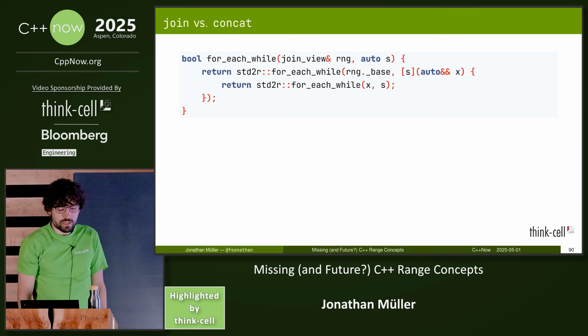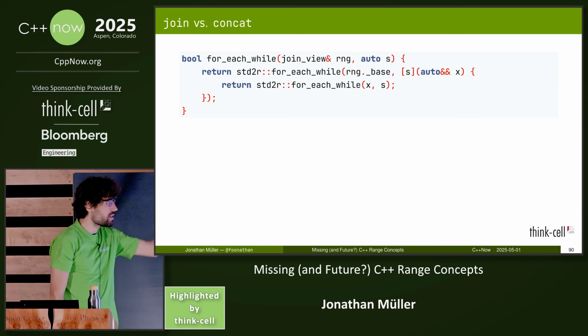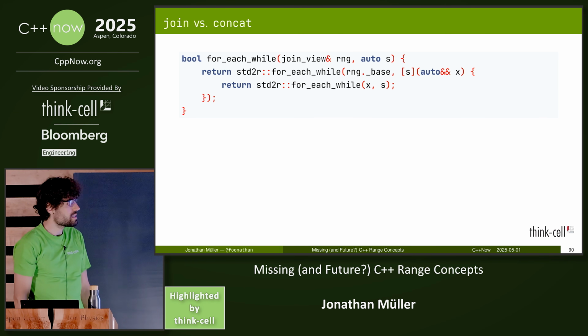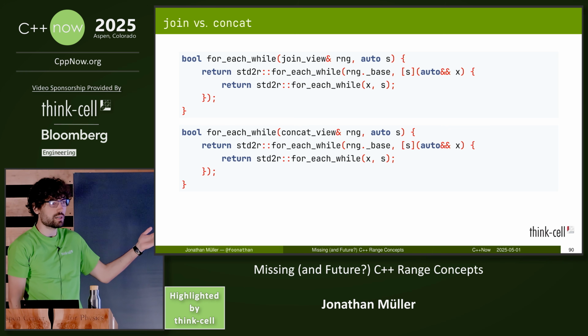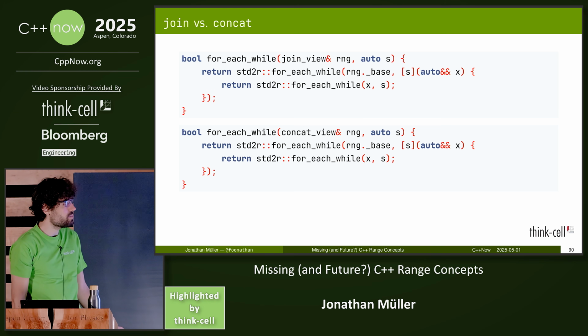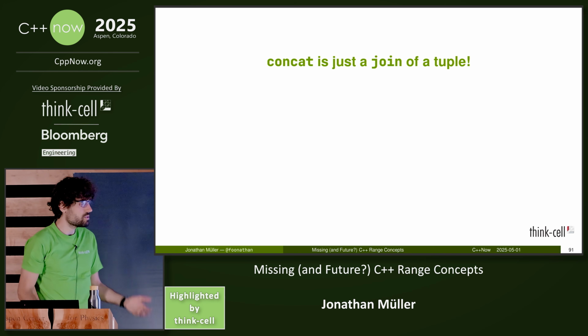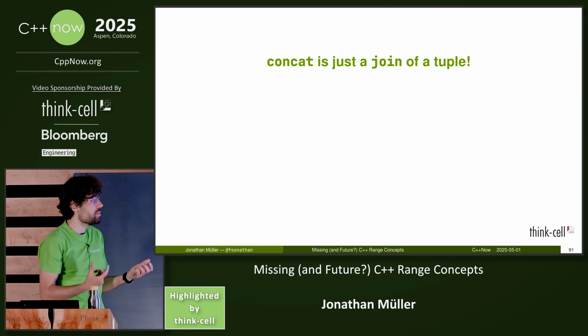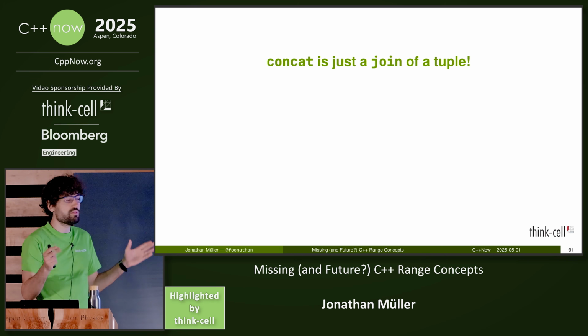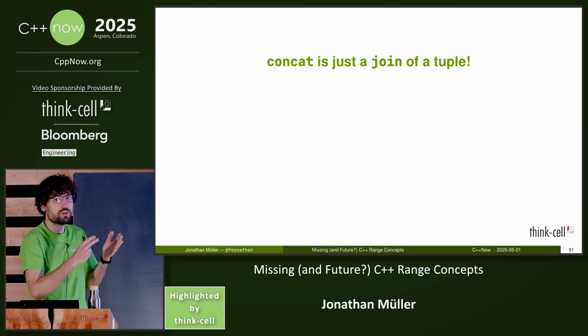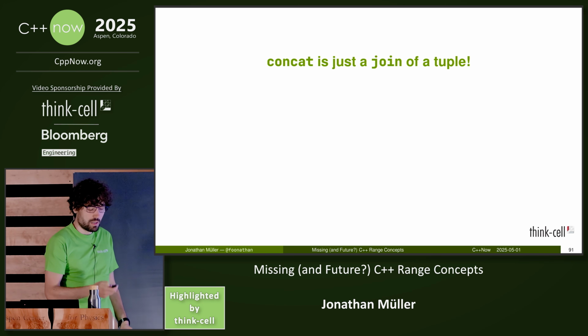And it goes even further, because this is the for each while of the join, the two nested for each. And since tuples provide for each, this is our implementation of for each while for concat. We have a for each while of the tuple, and then a for each while of each element of the tuple. And this is really because concat is just a join of a tuple. They are two separate things in the standard library, because there's a difference between a tuple and a range, but with the generators, we've been able to unify that. And so a concat is just a join of a tuple.